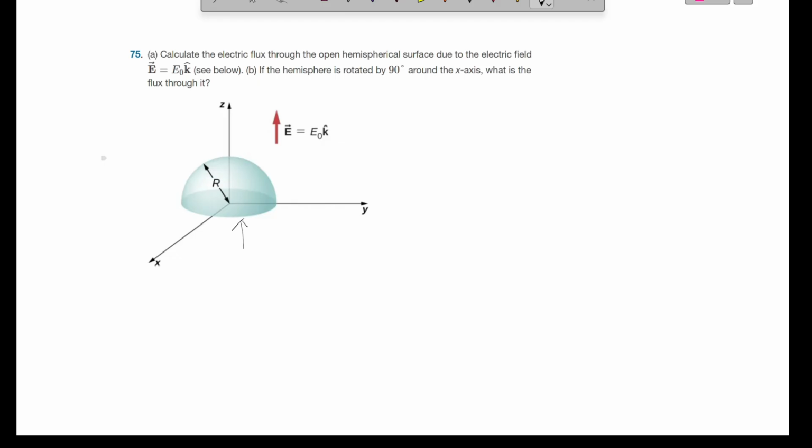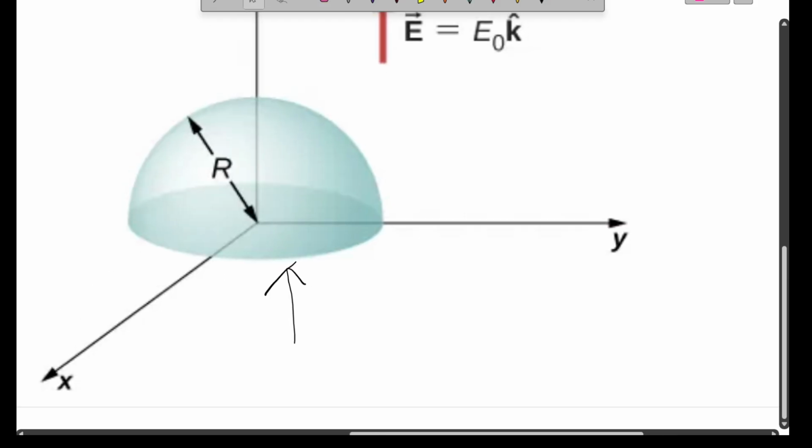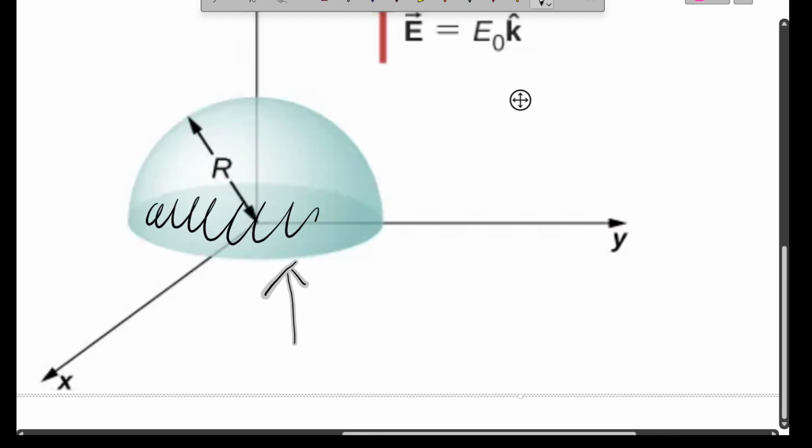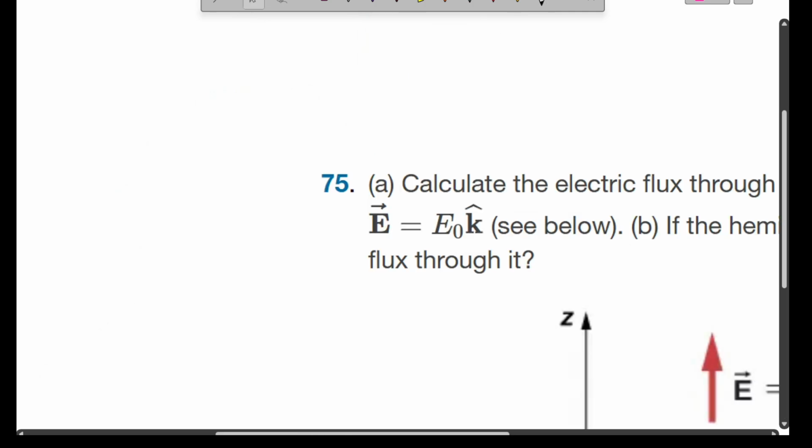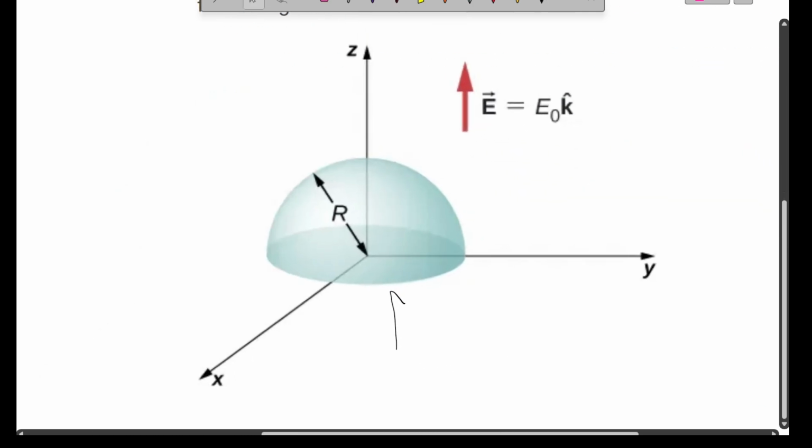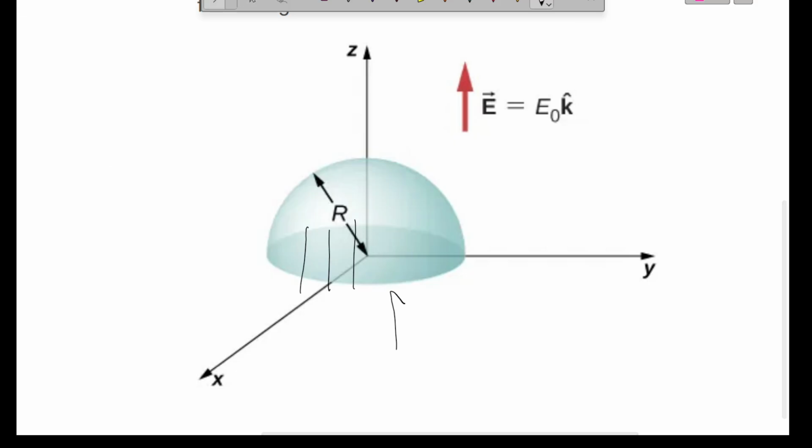There's no cover on the bottom. So the electric field lines are going straight through the cap from the inside, like that.